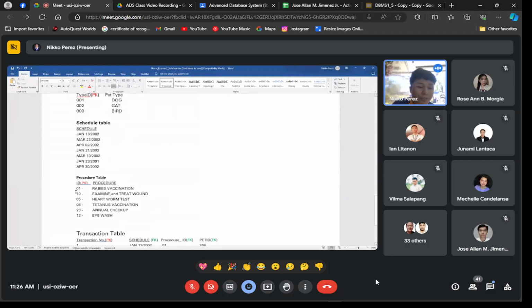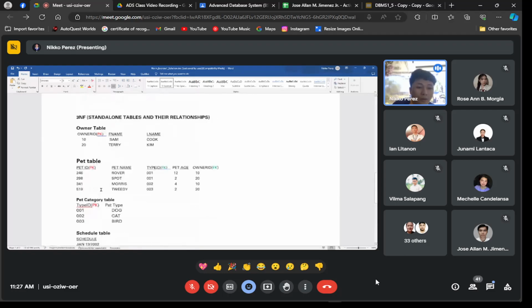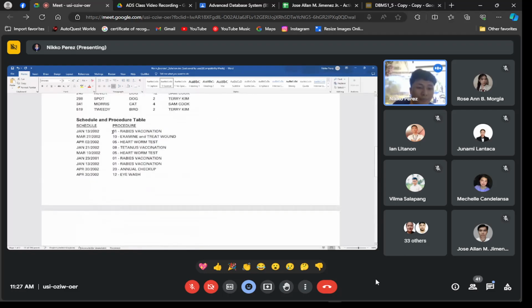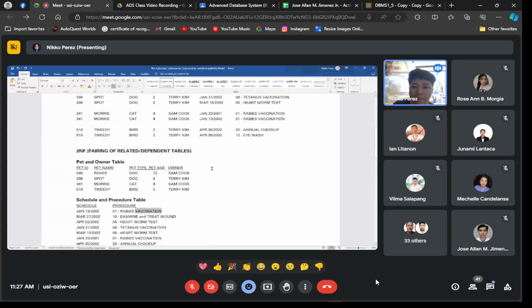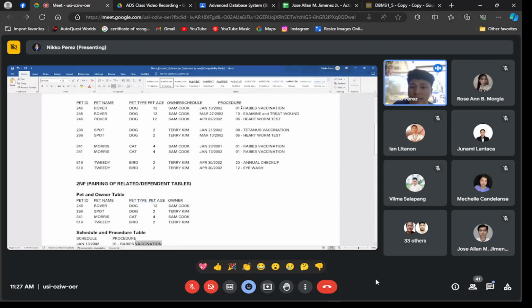Next is the procedure. So these are the different procedure ID numbers. If you notice, if we count them, there are 1, 2, 3, 4, 5, 6, 7, 8, 9. Nine procedures, but rabies vaccination repeats twice based on the record here.